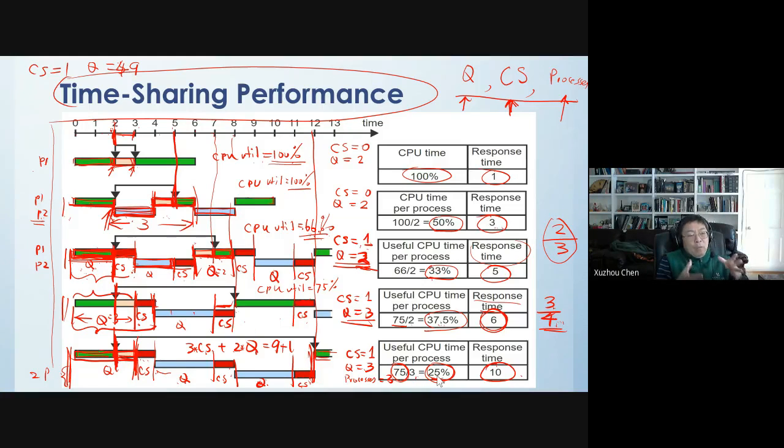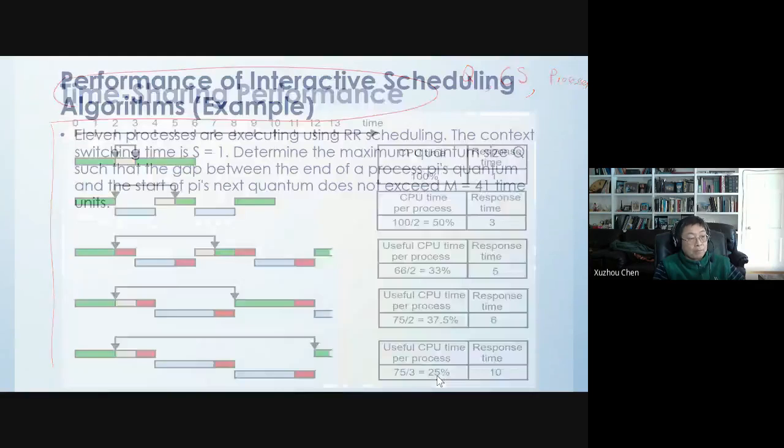It's a little more complicated than FIFO or shortest job first or the shortest remaining time first. But this is actually how you're going to calculate the performance for time sharing, the round robin. Okay.